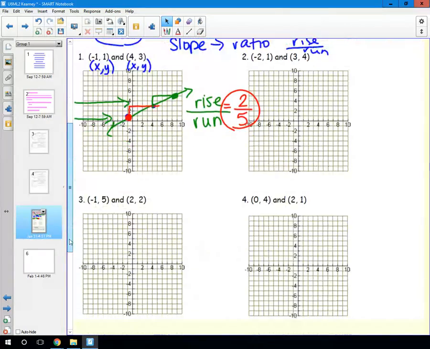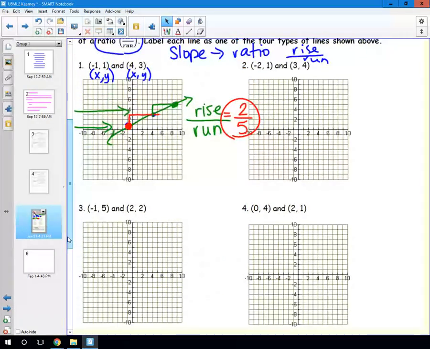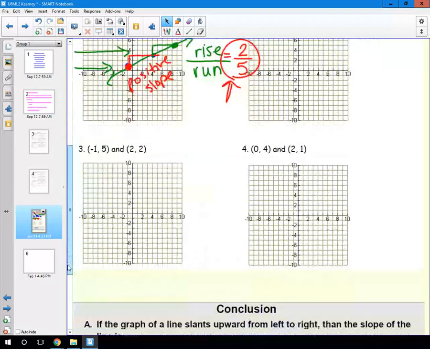So let's do another one together just to kind of get the hang. And if you notice, this line that we just graphed is increasing from left to right. So therefore, it should have a positive slope, which is what we got, a positive slope. Okay, perfect. Let's do one more together.